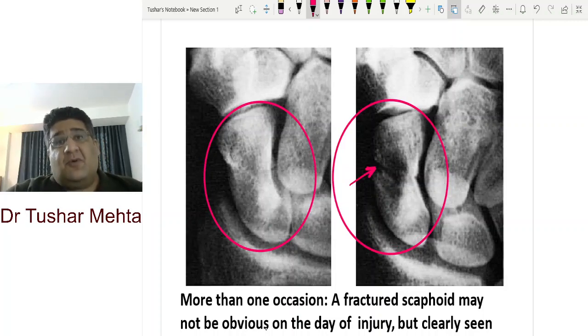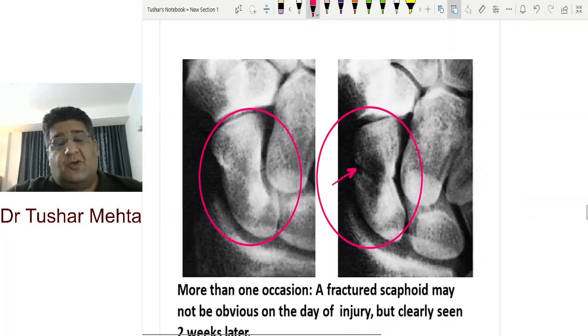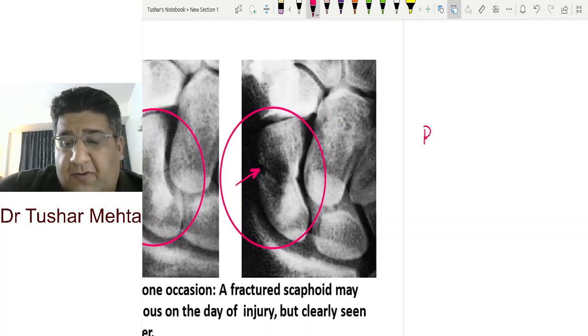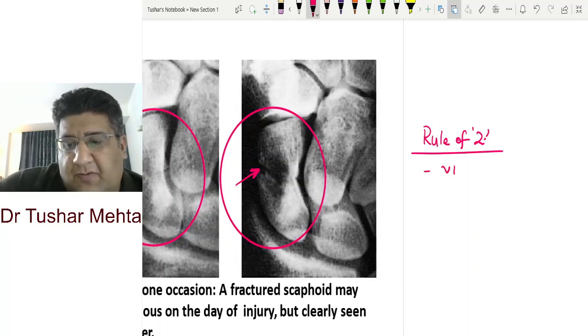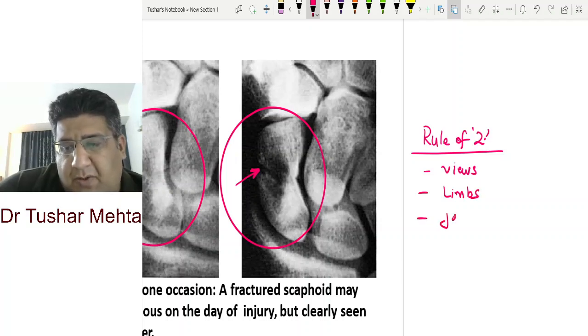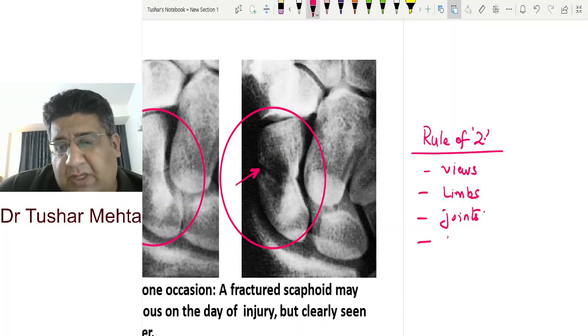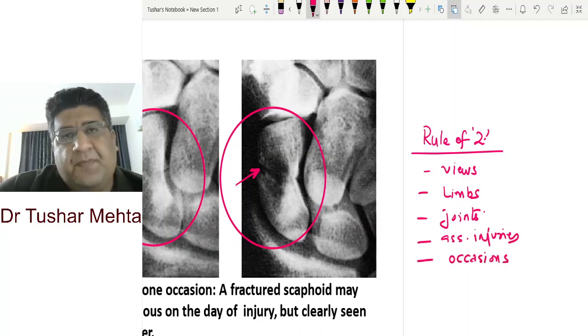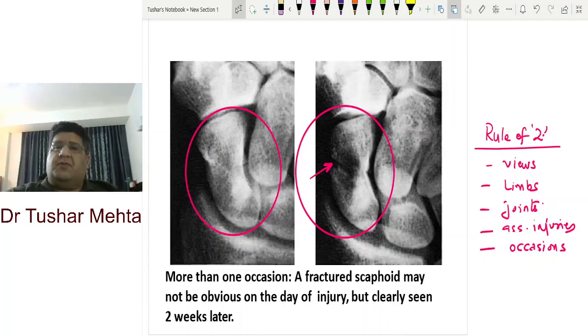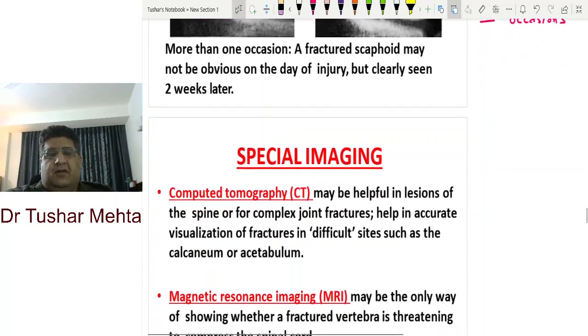So this is again very important. This is what is called two occasions. So what is the rule of two? If I talk about the rule of two, it is not only the two views, not only the two limbs, not only the two joints, not only the two associated injuries, it is also the rule of two different occasions. Are we able to understand? This is something pretty important about prescribing an X-ray and exact prescription as an MBBS student, an intern or a PG resident.